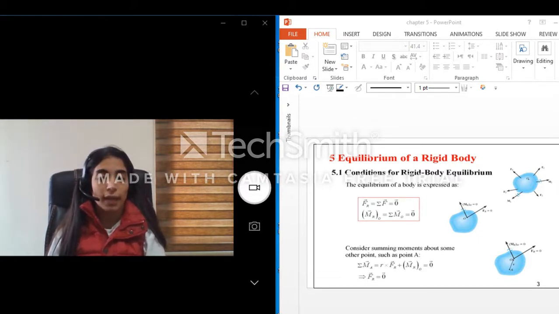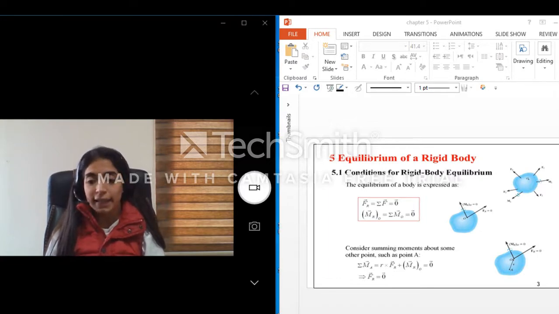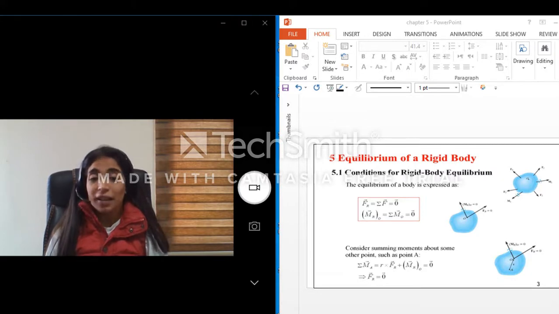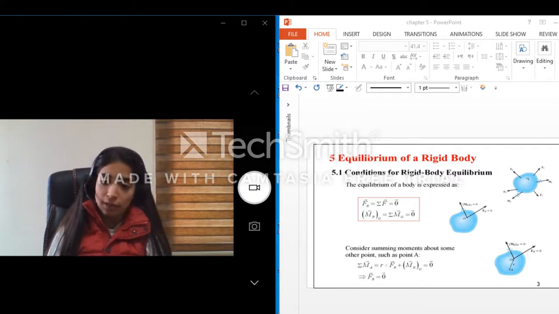What is a rigid body? A rigid body is basically a body subjected to certain force, but its deformation is neglected. So basically, a rigid body is the body where the deformation could be neglected. And this is, guys, our case here. Now, what is the equilibrium of a rigid body?